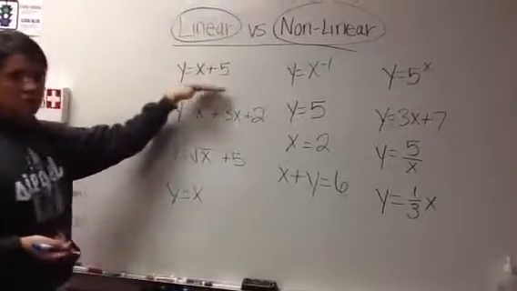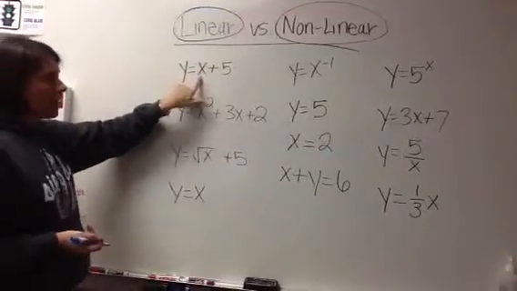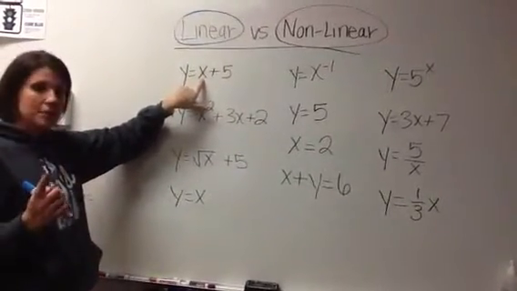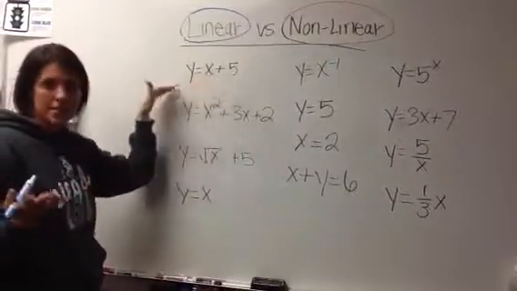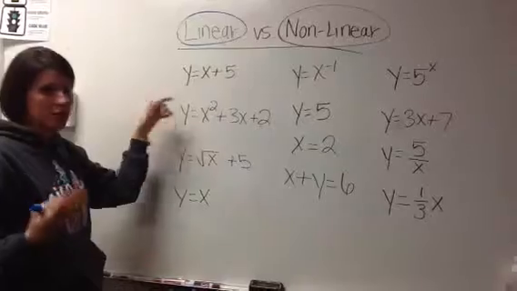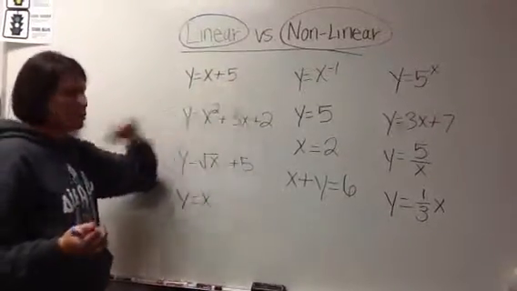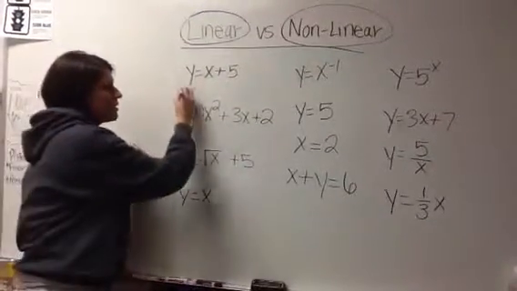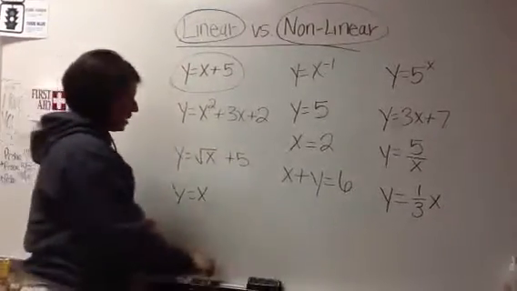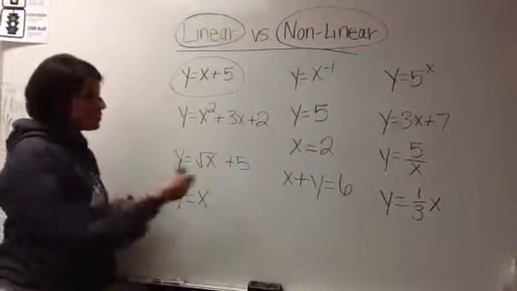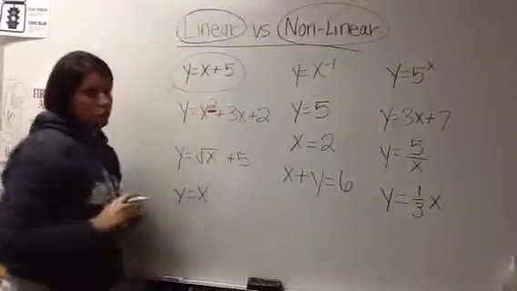So this equation here, the x does not have an exponent on it. It doesn't have a square root. There's nothing odd about this equation. It's just your standard equation. My slope will be 1. My y-intercept will be 5. This is linear.